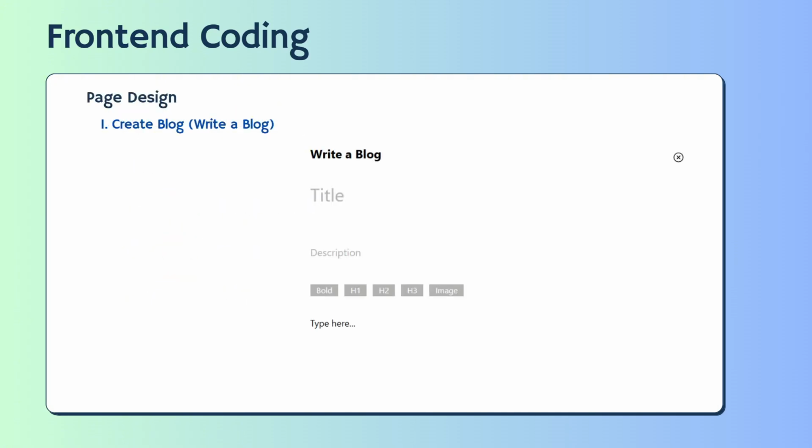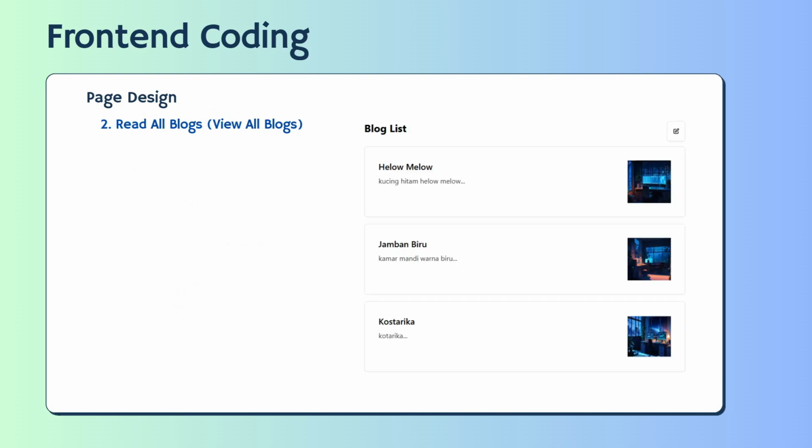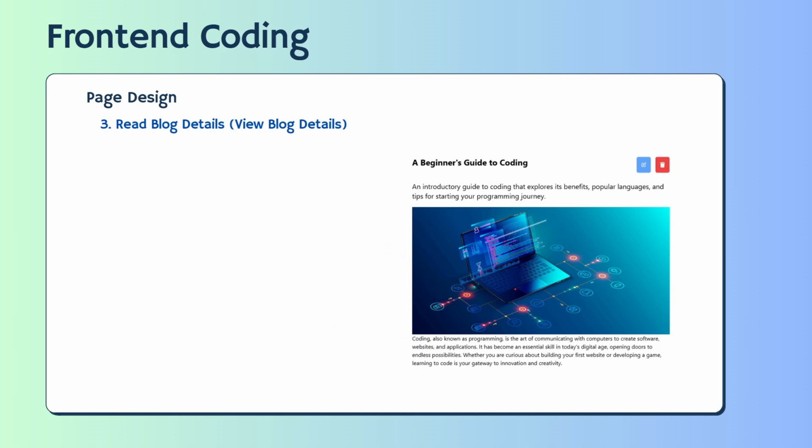Design page: create blog, as in the picture, with input for title, description, and content. The read all page design is shown in the image with a list of cards for each blog. If we click on a card, a page will open according to that blog card. Design of read blog details can be seen. There is a title, description, and two buttons on the right for editing and deleting data.